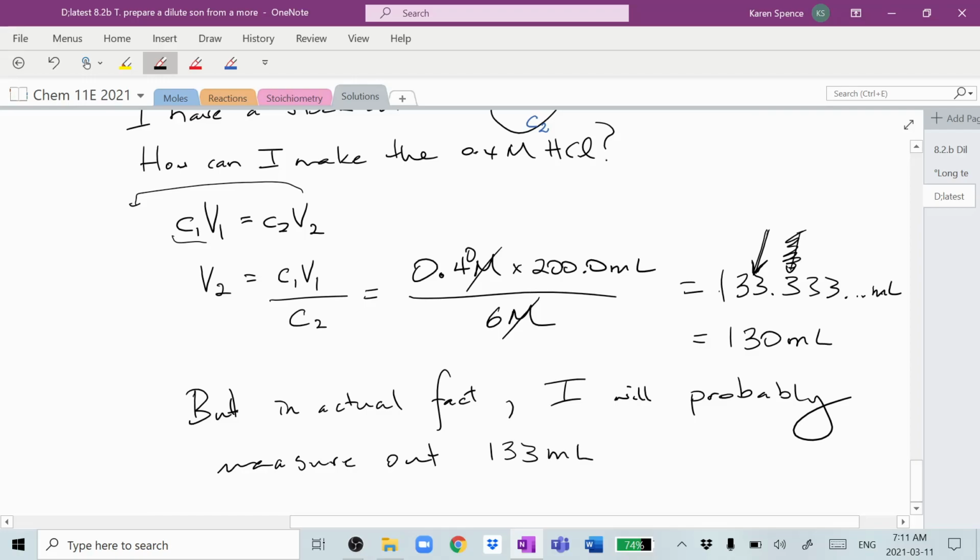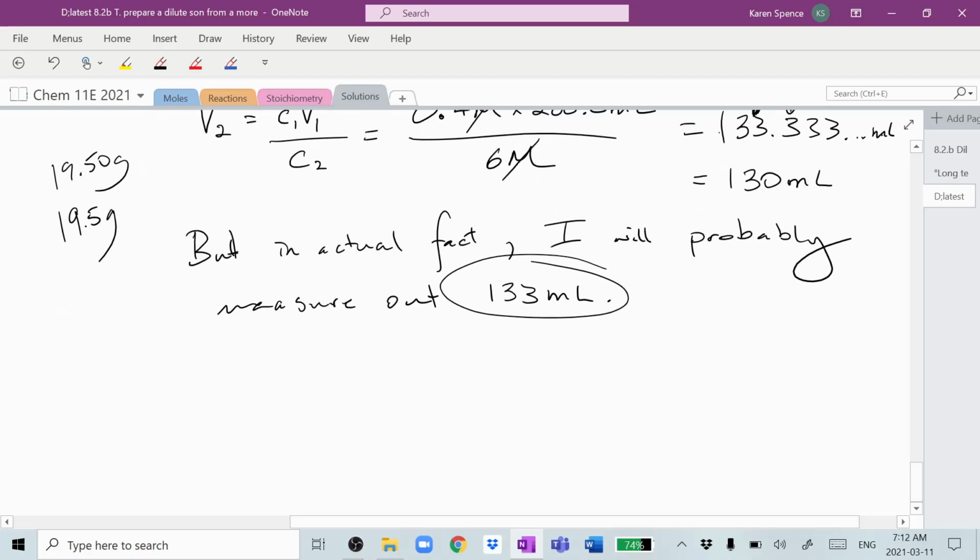I will probably measure out 133 milliliters. This is like when you calculate your mass to make a solution and you're like, oh, I only can go to 2 sig figs, so that's 20 grams. But in actual fact, it was like 19.5 grams was the amount you calculated, and your balance can actually weigh to 2 decimal places, so you would try and weigh out 19.50 grams on your balance. Similarly, you're going to try and be as specific as you can with the measuring tools available.